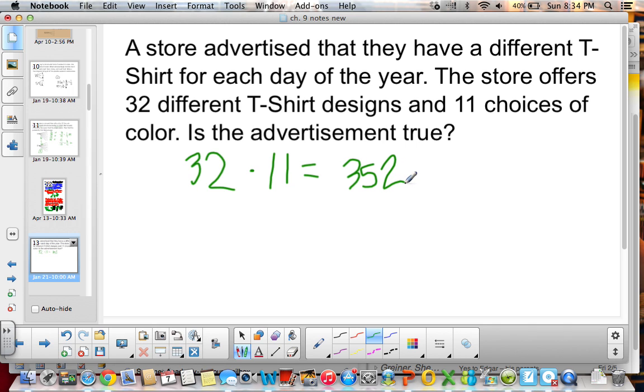Well, it's asking us if the advertisement is true, and since it advertised that they have a different t-shirt for each day of the year, we know that 352 is less than 365, which is the number of days in a year. So the advertisement is not true. It is false. So you can only get 352 different types of t-shirts, not 365.